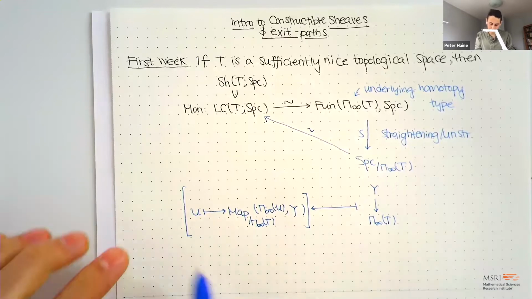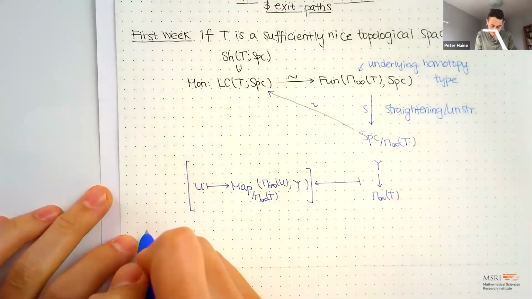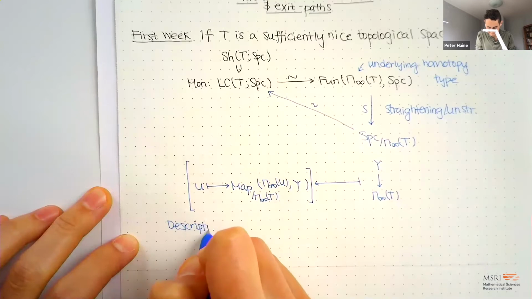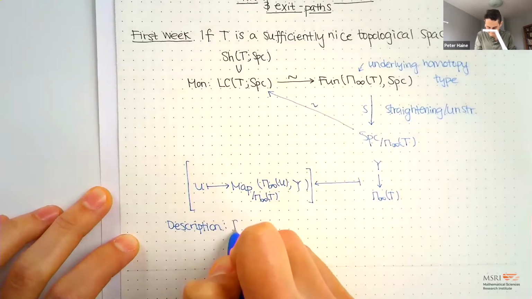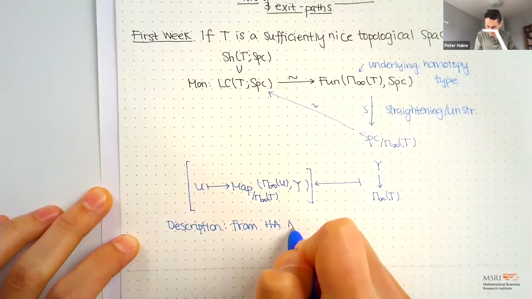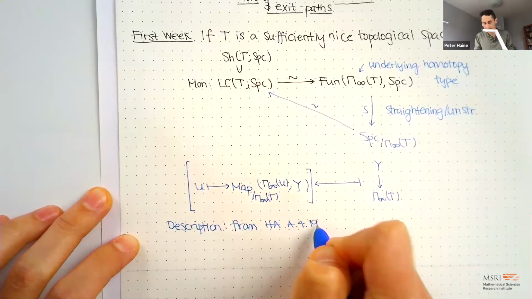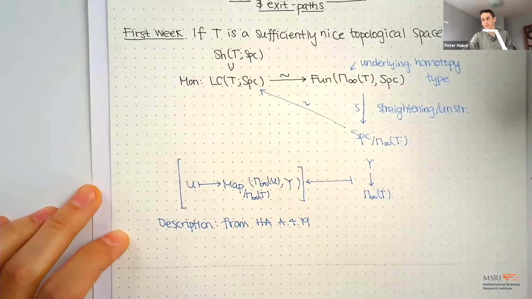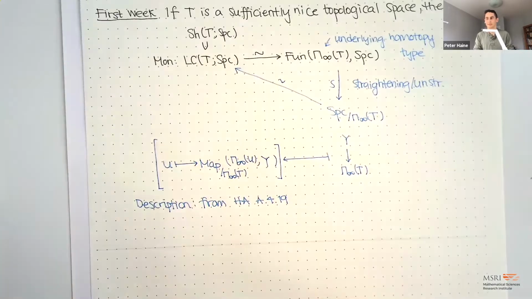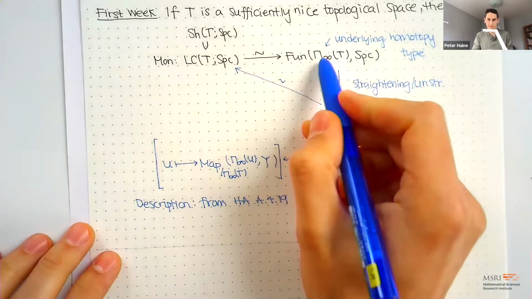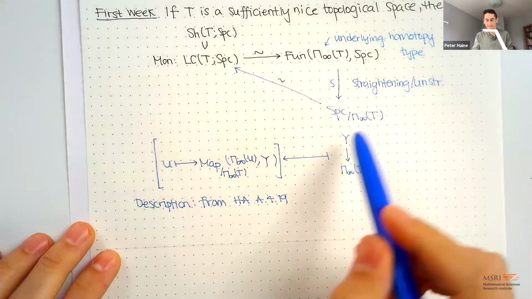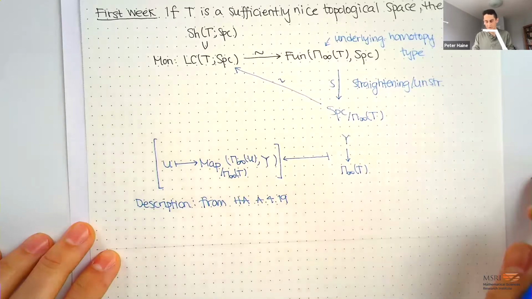If you care to read about it, this description is from Higher Algebra, A.4.19. And I'm saying this now because the point of this talk is going to be to replace locally constant sheaves with something called constructible sheaves, and we'll have to replace this too. And in order to really state the theorem, it's going to be a bit more complicated.